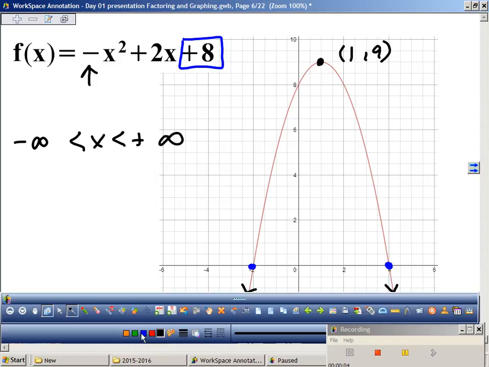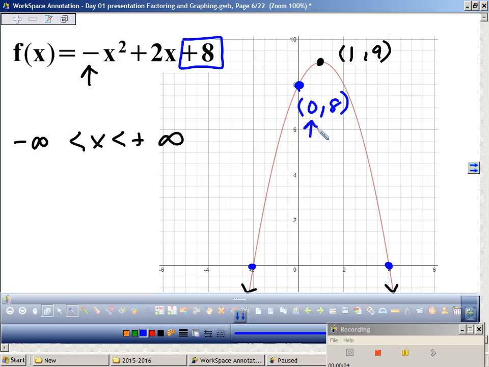Okay, some of you may have only seen that it intercepts here at 8, which we would write as (0, 8). So what's happening to x when y is 8? What's x? 0. So if I made everything 0, where x is, what would happen? 0 squared is really 0. What's 2 times 0? 0. So all you have left is 8. So that constant is always going to be your y-intercept. Always.